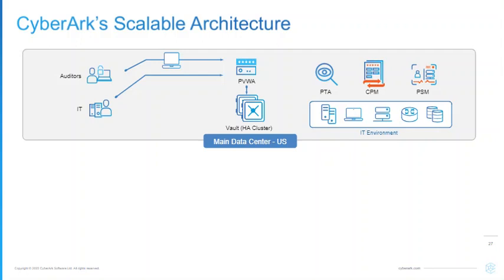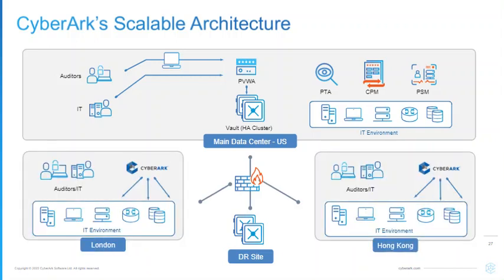Here, we have a high-availability Vault cluster residing in a U.S. data center, with a full complement of CyberArk components to service North American requirements. The Vault cluster is replicated to a disaster recovery site, as are the components. There are additional sites in London and Hong Kong hosting local versions of the components, as well as potentially additional vaults in a distributed vaults configuration to help improve performance.